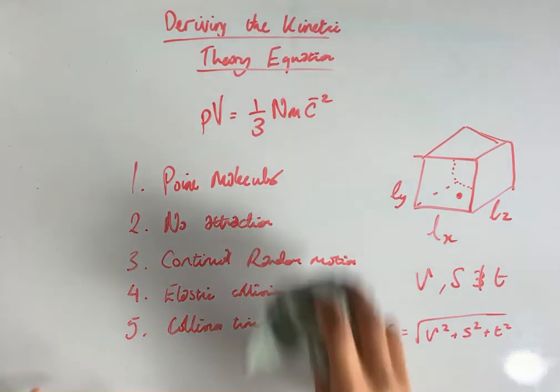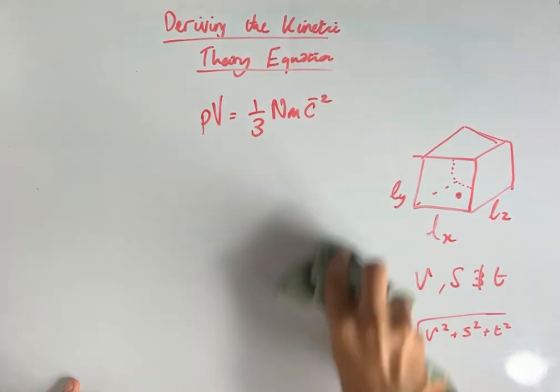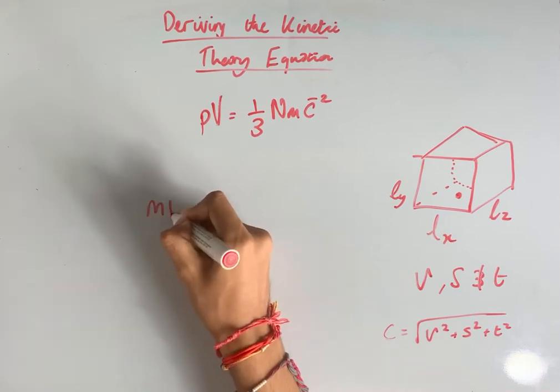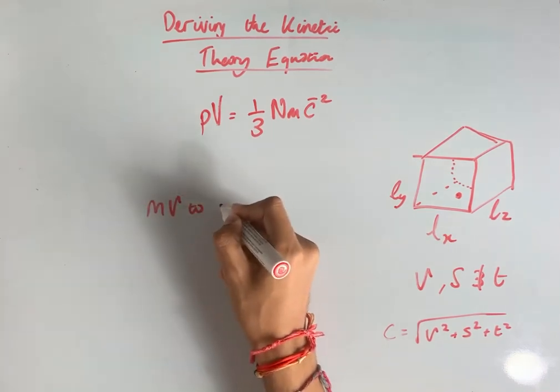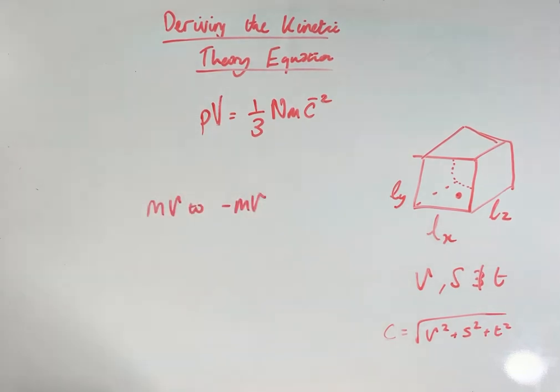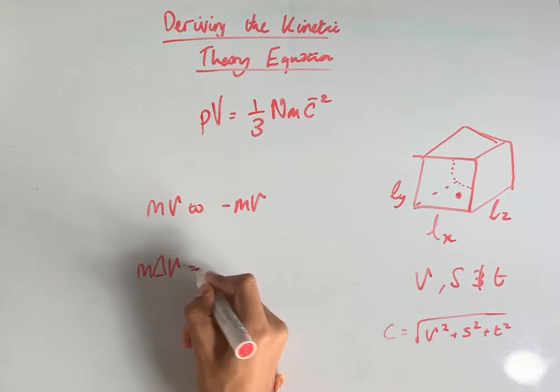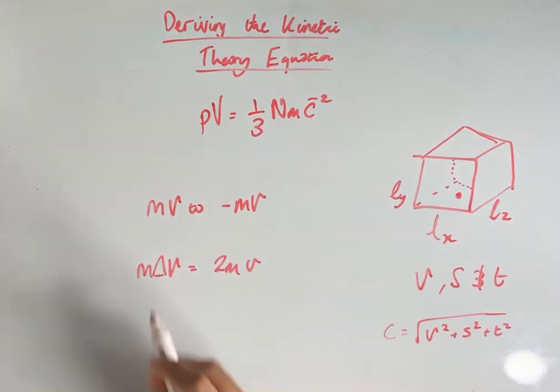Now, when the particle collides with one of the faces of the box, its momentum would reverse direction. So first, let's let the particle collide with the left side face. Its momentum would reverse in that direction during the collision from mv to minus mv, because remember the collision is elastic. Therefore, the change of momentum, or m delta v, would be equal to 2mv, because it would go from mv to minus mv.